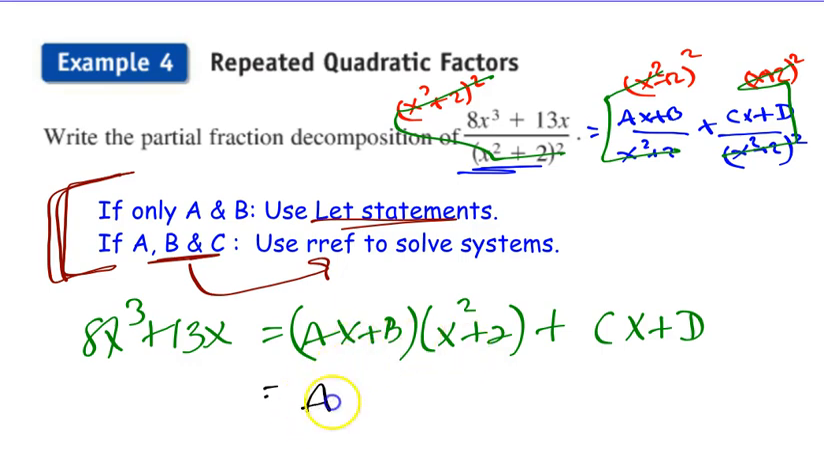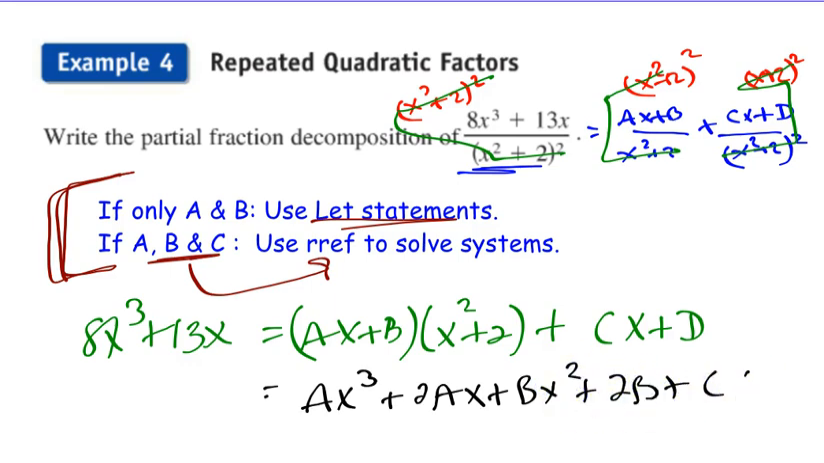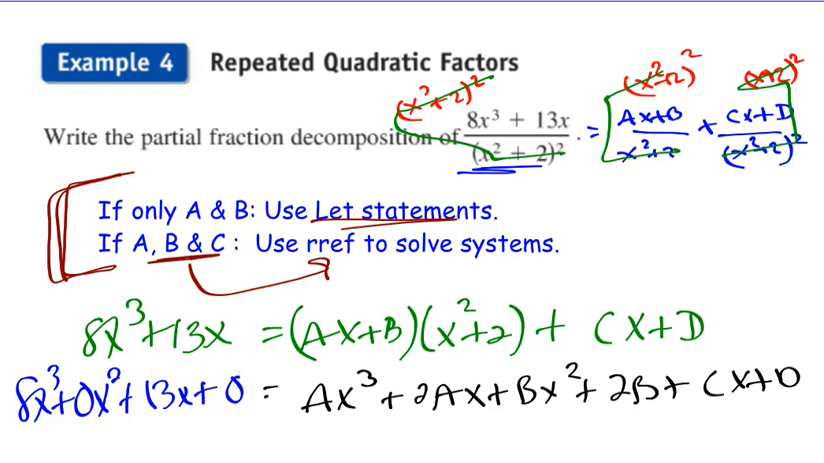Ax cubed for the first term plus 2ax plus bx squared plus 2b plus cx plus d is equal to 8x cubed plus 13x. Actually, let's write this so you can see it a little bit clearer. This is actually 8x cubed plus no x squareds plus 13x plus nothing.